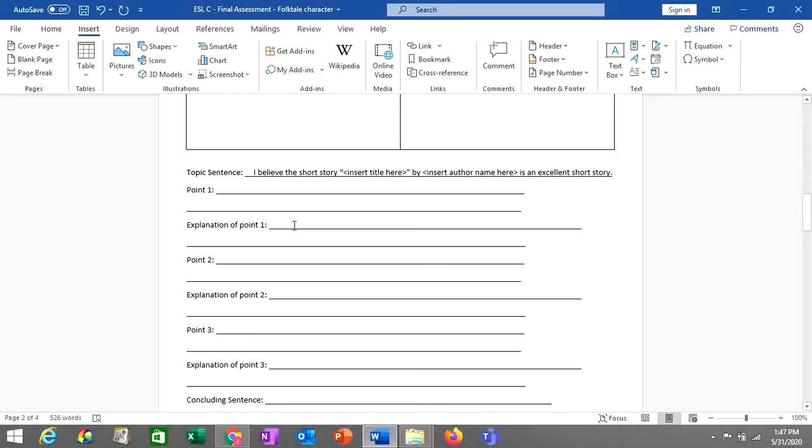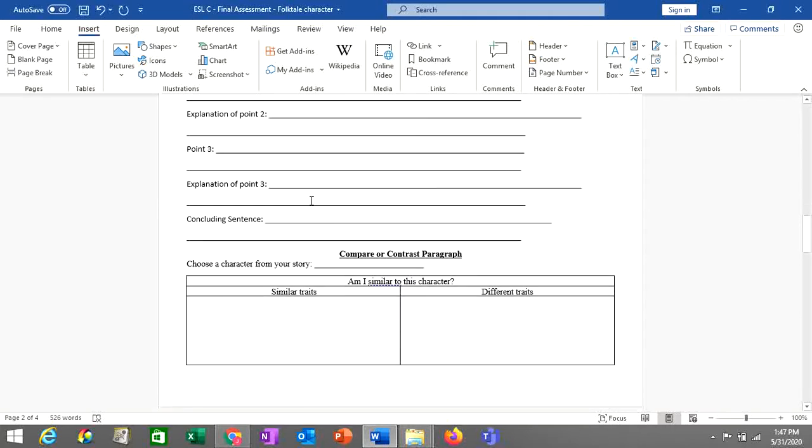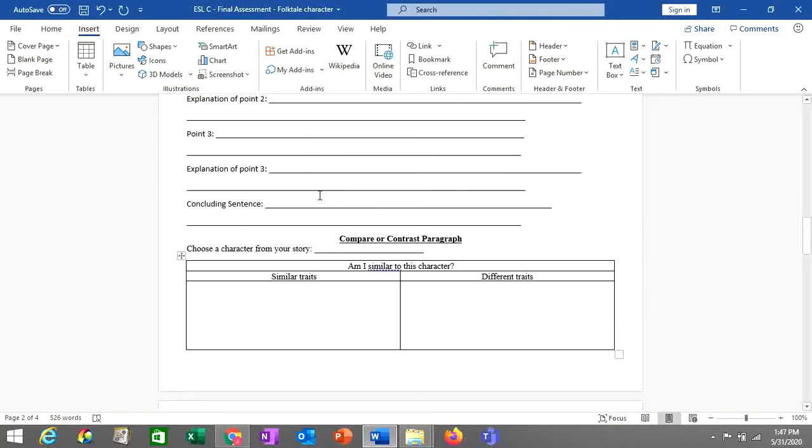Okay, and you should focus on elements of fiction that we've covered. So things like, do you think the plot was good? Do you think the character was good? Do you think the setting was good? What about the conflict, the theme? So you want to focus on those elements. Okay, and then you get your concluding sentence.